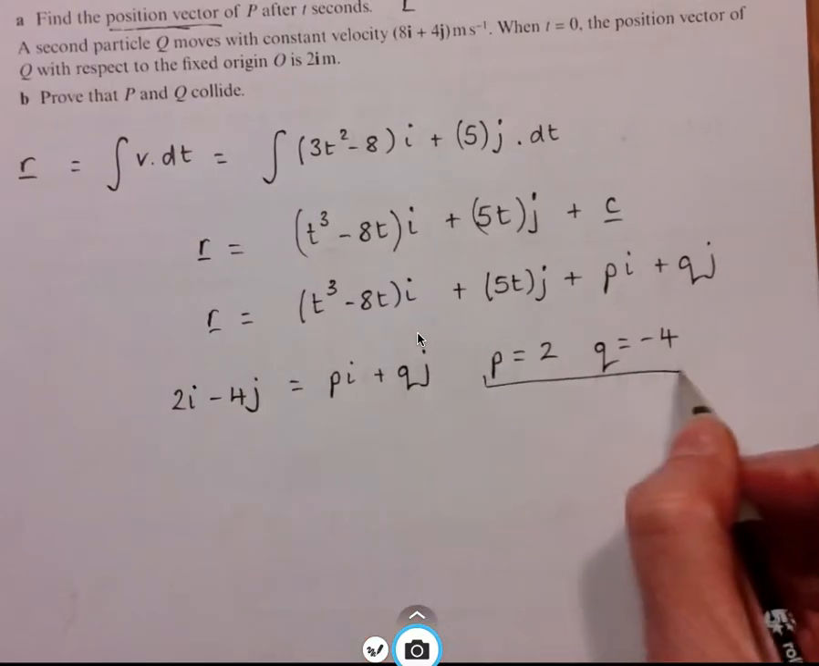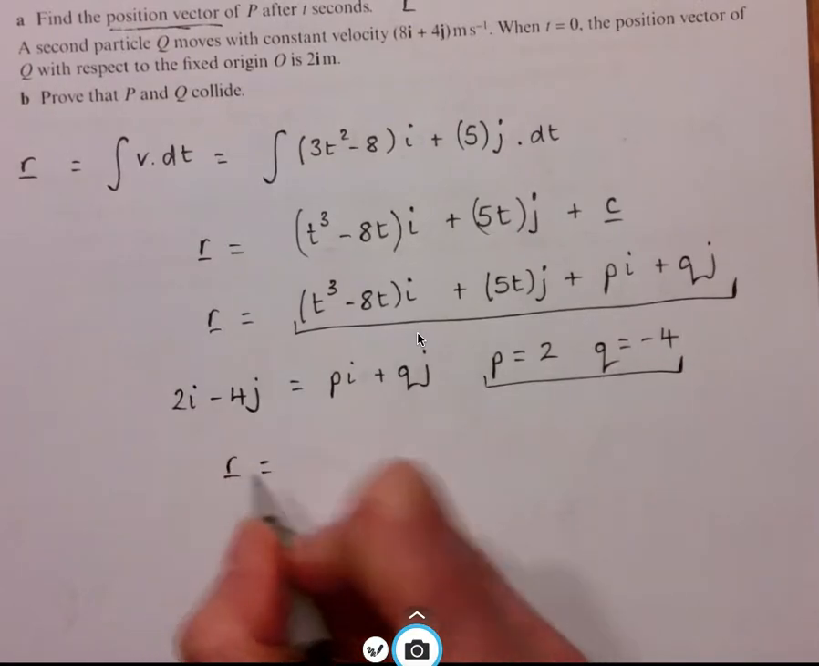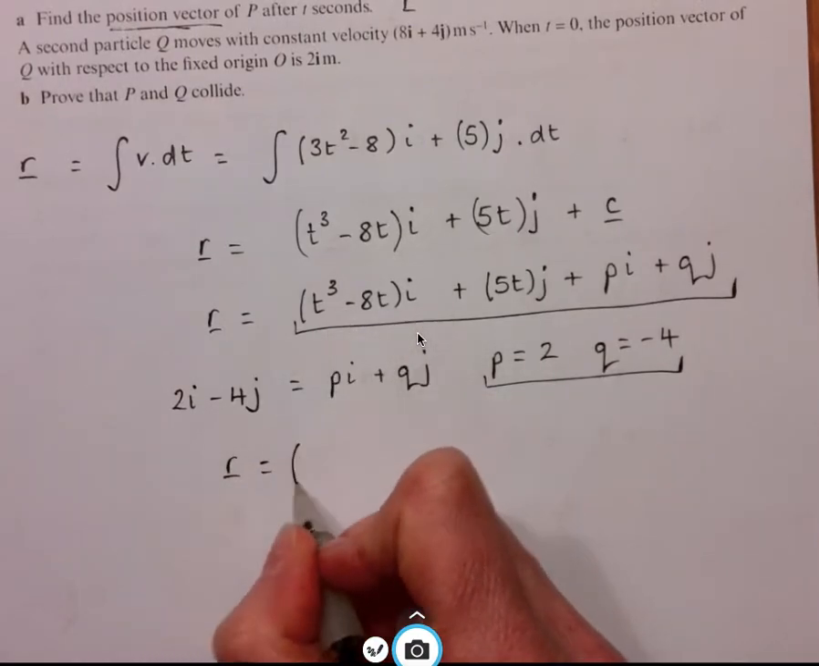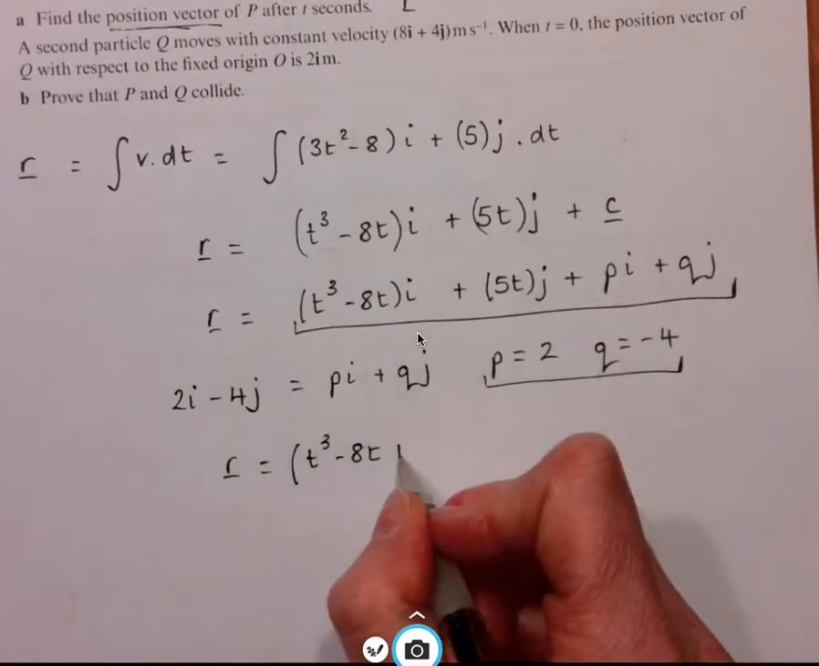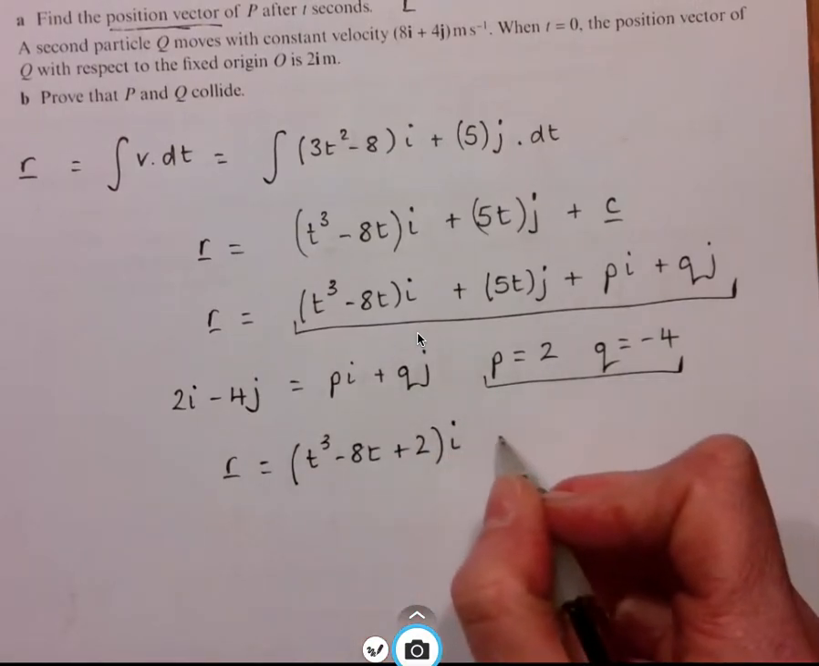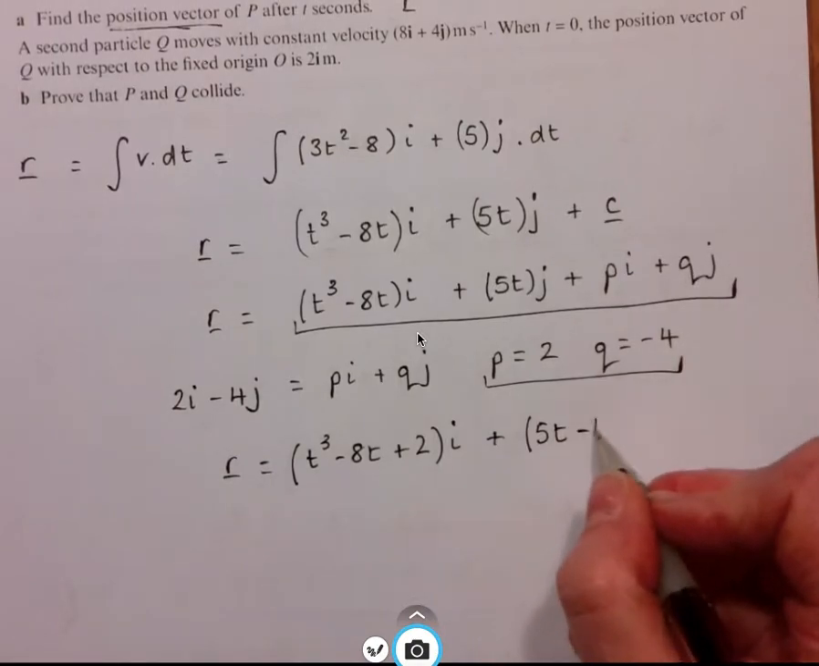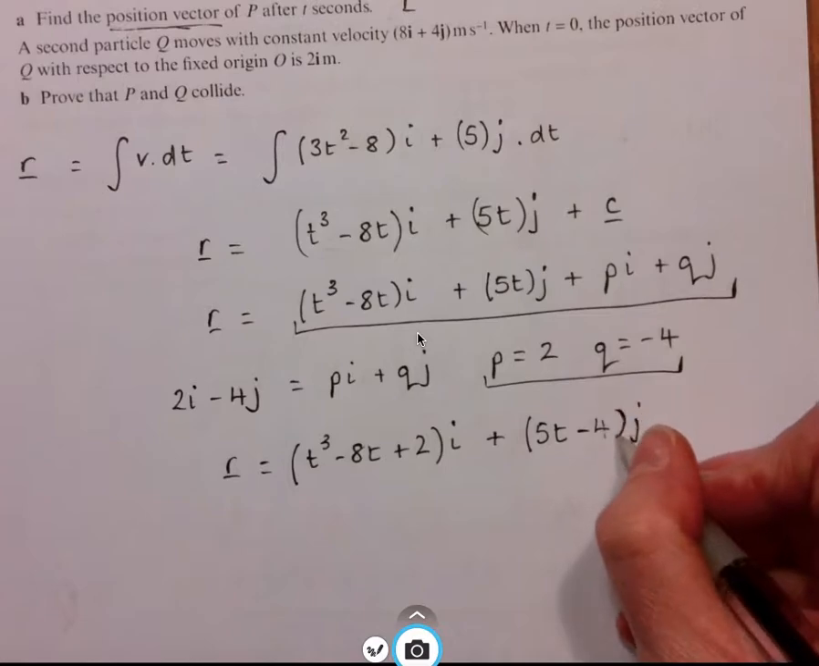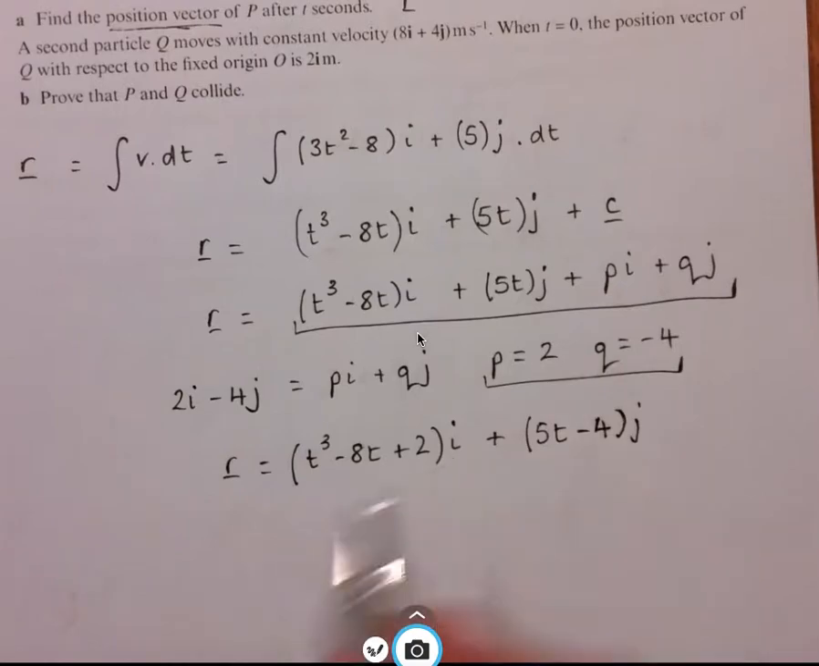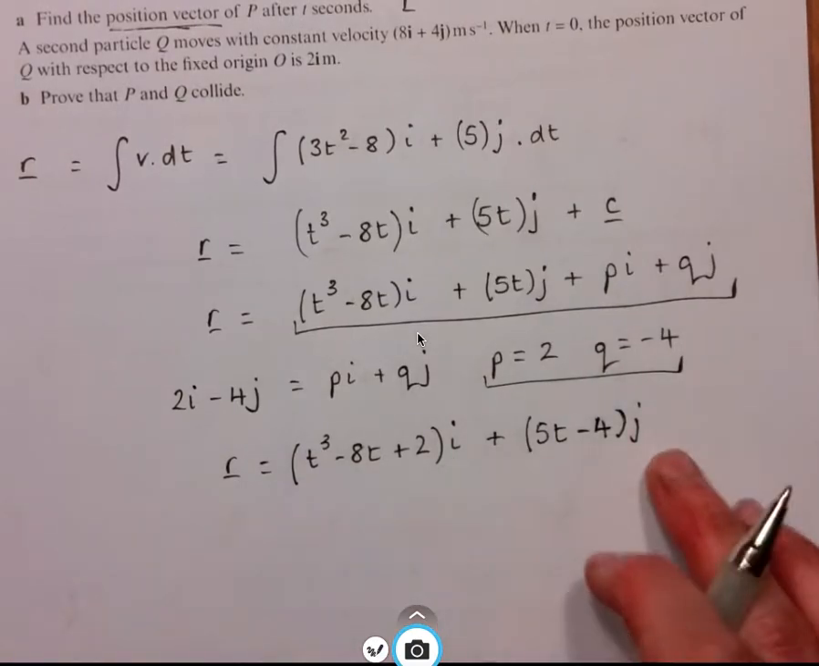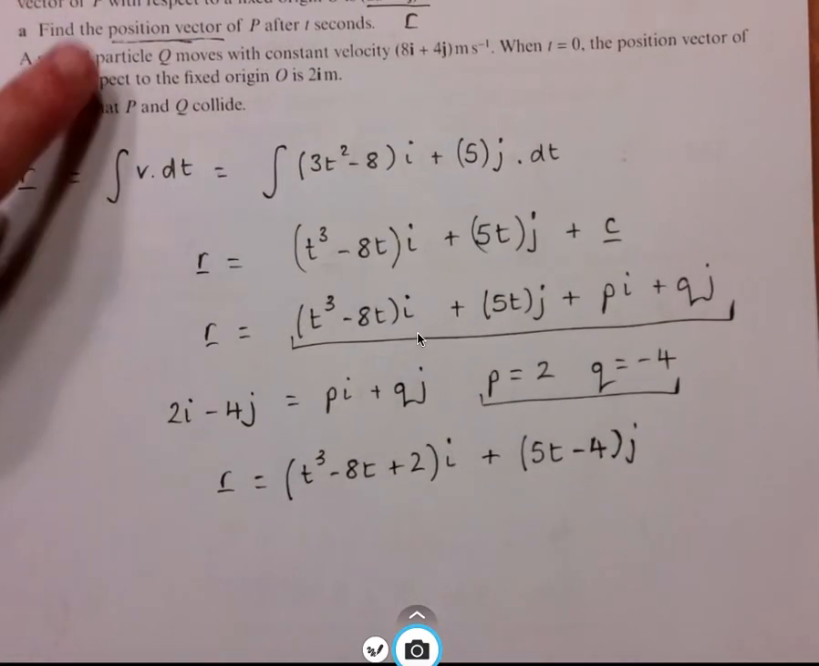Putting those two bits of information back with this and collecting the like terms, if we look in the i direction now, can you see we've got t³ − 8t + p, so + 2, i, okay? And then in the j direction, you've got 5t + q, which in this case is −4, j. So it's like I'm factorising out an i and j. We treat it like algebra, but we know that i tells us any movement east and j tells us any movement north. Alright, so that's the first question because it just wants it in t seconds.